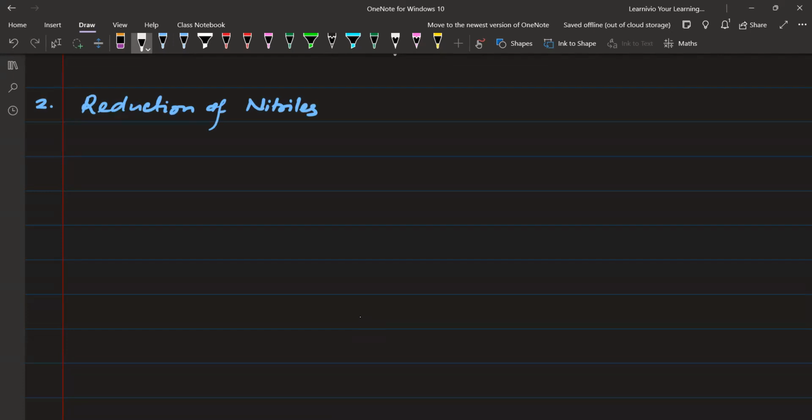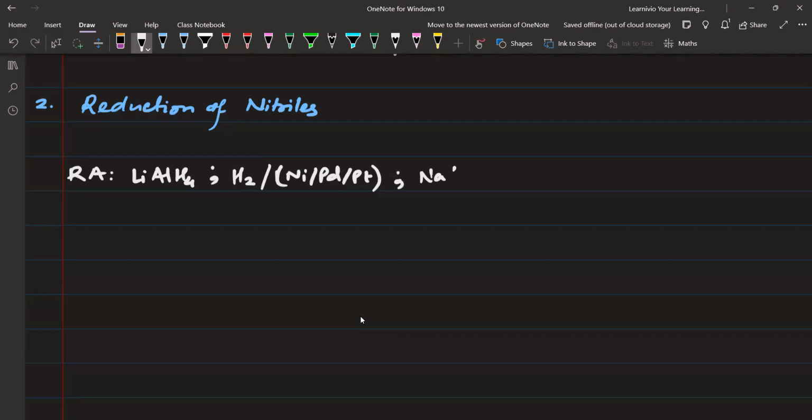Now, for the reduction of nitriles, the reducing agent that we are going to use can be any one of these. You can use lithium aluminium hydride, or you can use H2 in the presence of nickel or palladium or platinum. Any one of these metallic catalysts could be present. Or the last option is sodium amalgam, Na in the alloy of Hg, that is mercury, in the presence of ethanol.